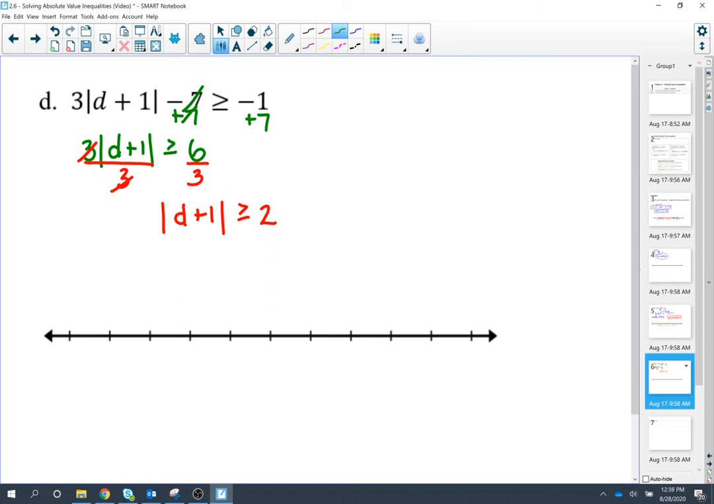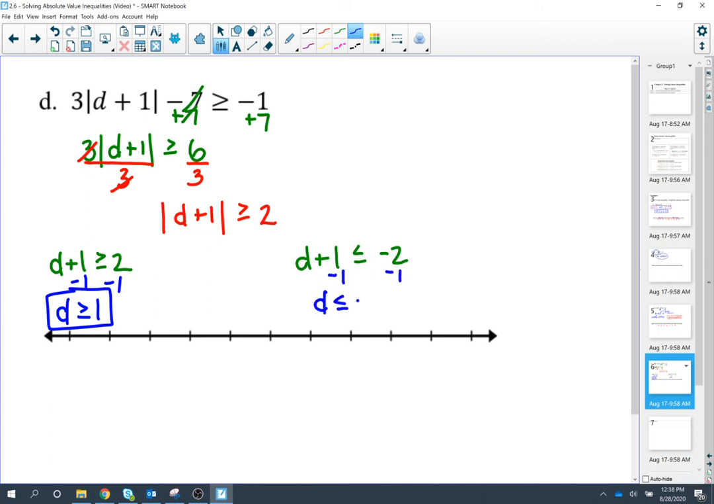In order to do that, we're going to drop our absolute value, and I'm going to say D plus 1 is greater than or equal to 2. So you kind of copy the problem. Then I'm going to drop my absolute value again, and I'm going to say D plus 1, and instead of 2, I am going to switch it to a -2. But again, when you switch the sign on the right-hand side, because it's an inequality, you also have to switch the inequality. Subtract 1, which is going to give me D is greater than or equal to 1. Subtract 1, D is less than or equal to -3.